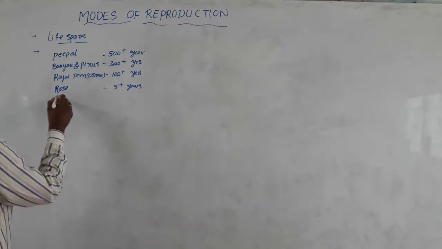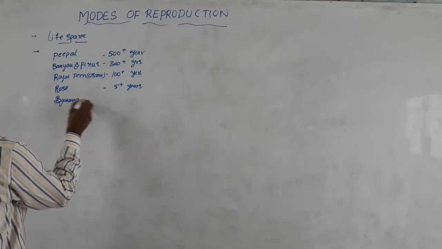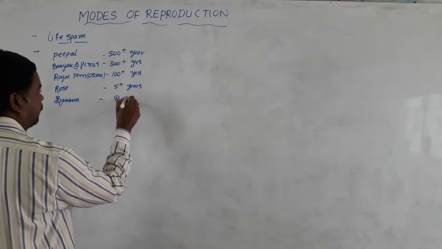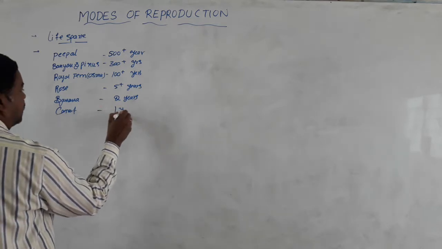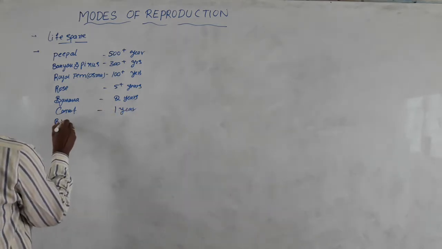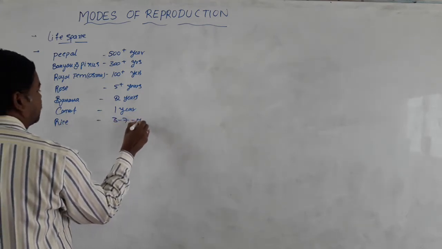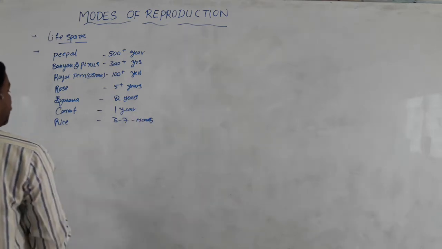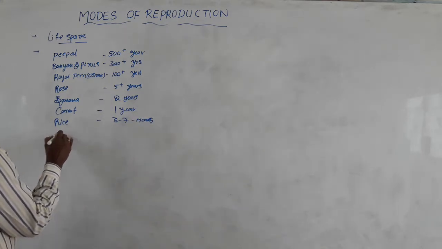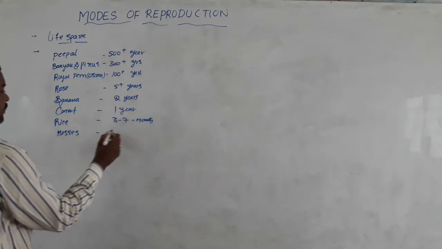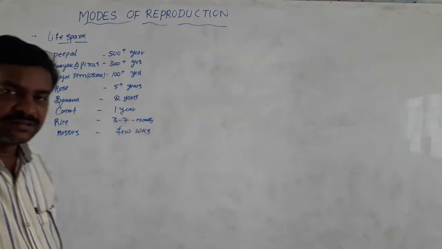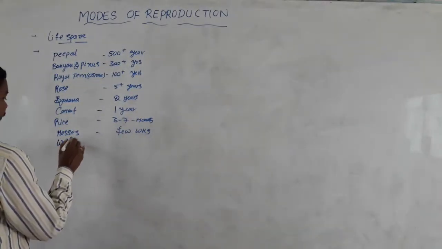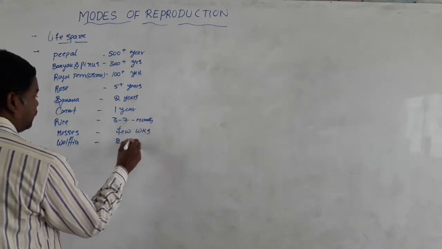Then it is followed by banana, 2 years. Carrot plants live 1 year, and rice plants 3 to 7 months. Masses of bryophytes live only a few weeks. The very least lifespan is found in Wolffia, which is only 2 weeks.